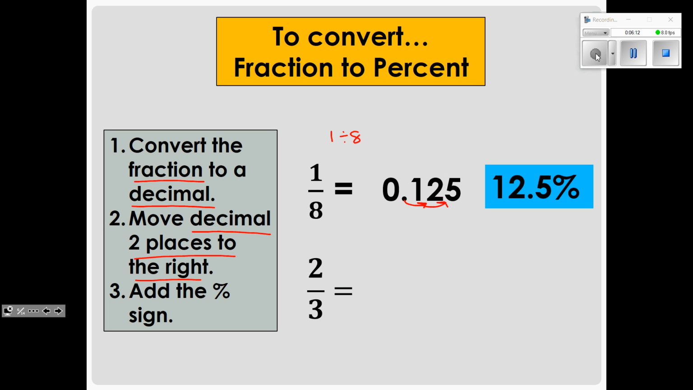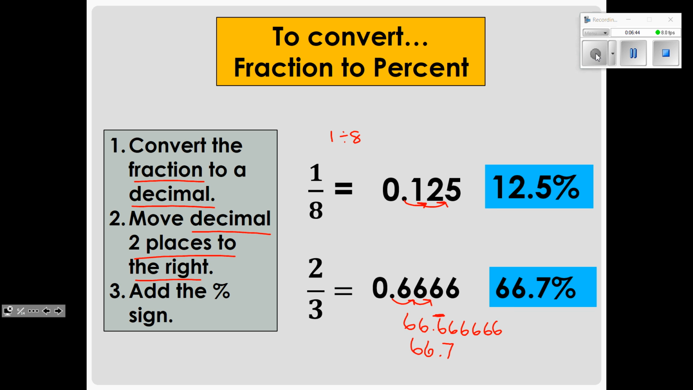For the fraction 2/3, if you do that with your calculator, you will see that it is a repeating fraction, or a repeating decimal, I'm sorry. And then if you move the decimal 2 places to the right, you would have 66 and a repeating 6. And we have learned that when we have a repeating decimal, we can either use the repeat line to show which decimal is repeating, or you can simply round the decimal to the nearest tenth. So I rounded it to the nearest tenth, but either way will be correct.